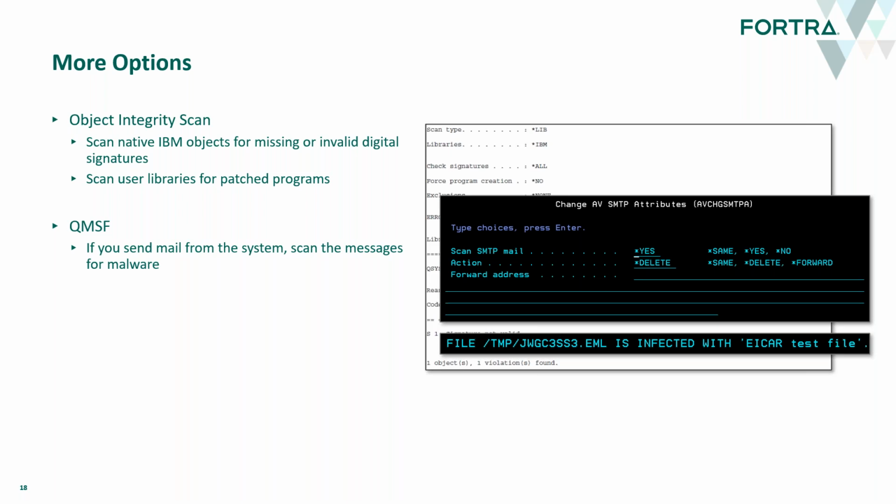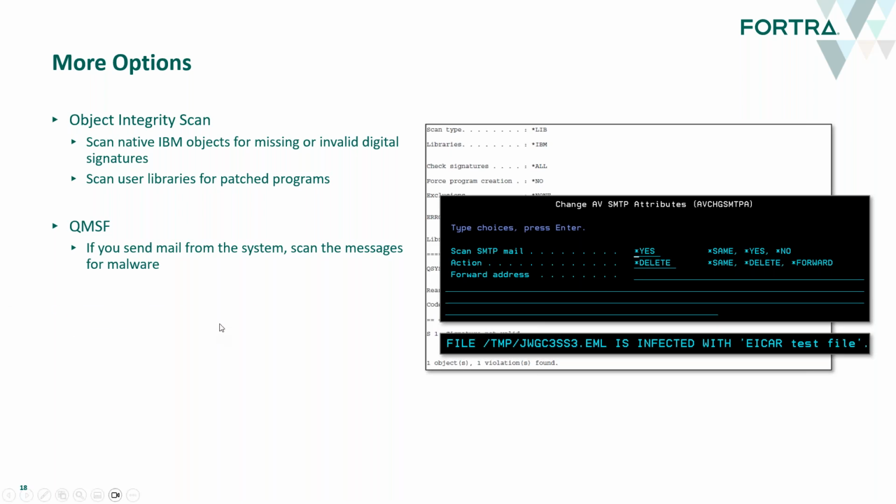So this is going to scan that mail before it's sent. If it is found to be infected, it will be removed if you select delete. If you select forward, it will forward it on. And it will log in that AV message queue that the email was infected and what it was infected with. So you're going to know what's going on.